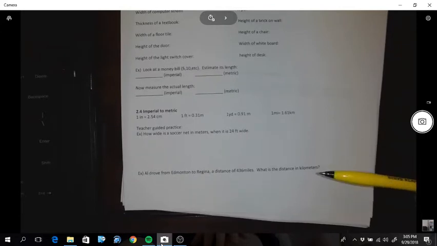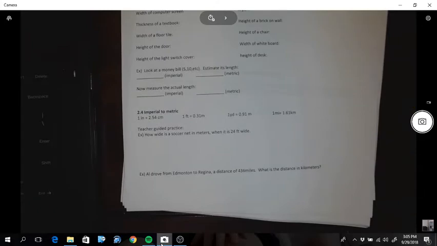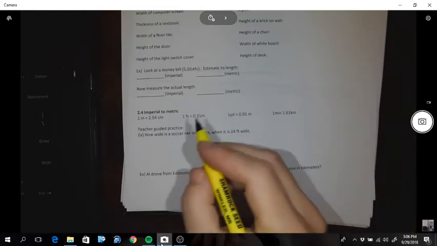Okay, lesson 2.4 today is going to convert imperial units to metric units. Okay, so first question, how wide is the soccer net in meters when it is 24 feet? So we're going to start with making a ratio.